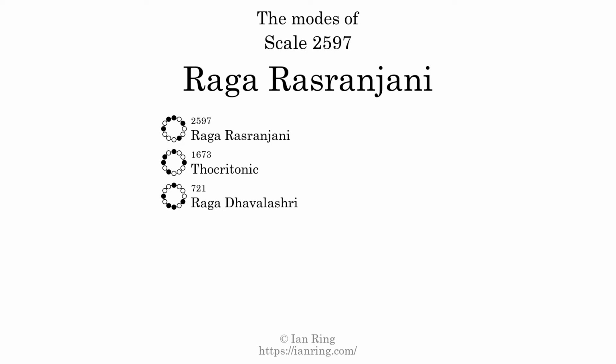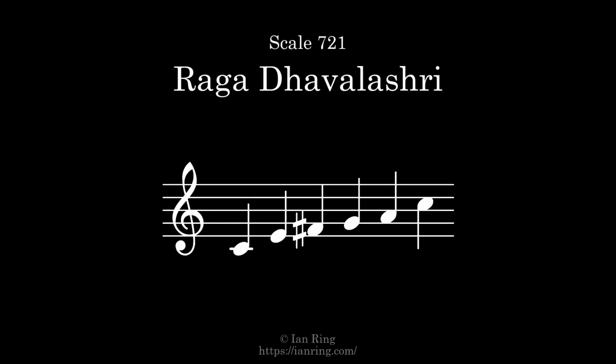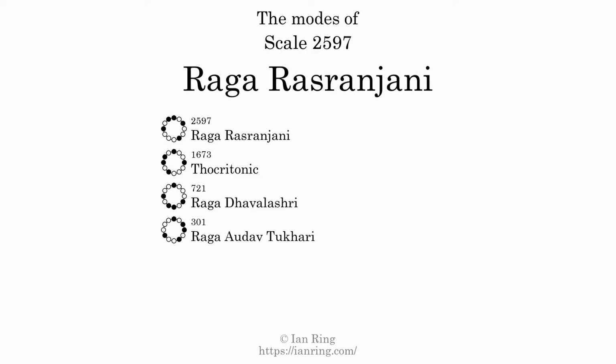The third mode is scale 721, also known as Raga Rasranjani. It sounds like this. The fourth mode is scale 301, also known as Raga Rasranjani. It sounds like this.